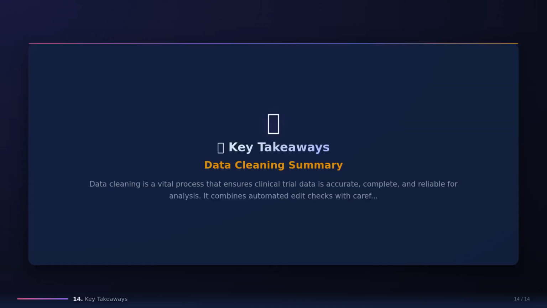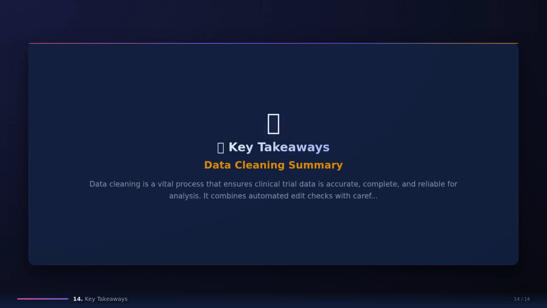Data cleaning is a vital process that ensures clinical trial data is accurate, complete, and reliable for analysis. It combines automated edit checks with careful human review and systematic query management. The process runs continuously throughout the study, culminating in database lock. Clean data protects patient safety, supports regulatory approval, and enables confident clinical decision-making.